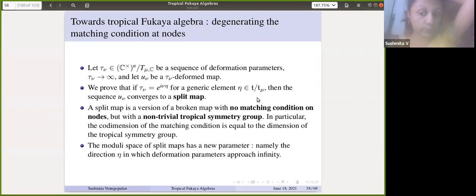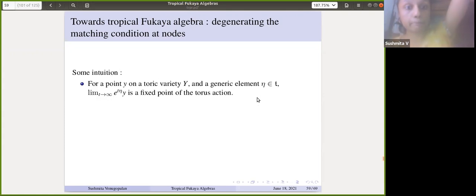Yeah, so the direction of deformation is also part of the datum of the split. So, some more intuition behind this: the deformation process is as follows. Suppose you're on a toric variety and you start with a point and move the point in a generic direction.